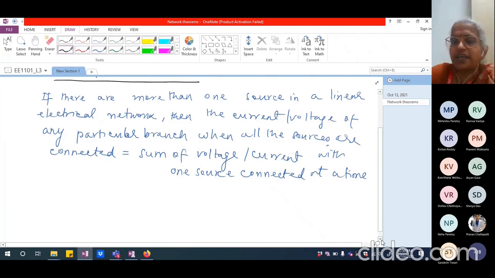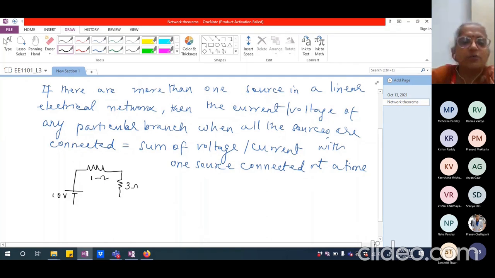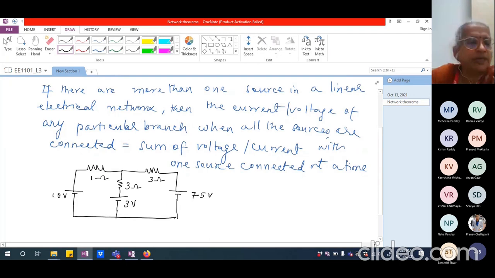Let me show you this by taking an example. I'm going to take a circuit specifically with multiple sources. Let me take a source V1, which I'm going to take as 10 volts. Then I'm going to have a 1 ohm resistance connected here, then a 3 ohm resistance, and 3 volts is connected here. I'm going to take one more 3 ohm here, and then connect a 7.5 volt source. So I've taken 3 voltage sources, and I'm going to ask you to find the current in this particular branch.